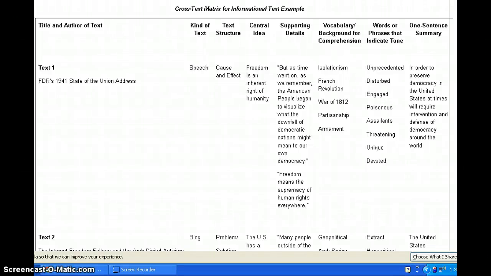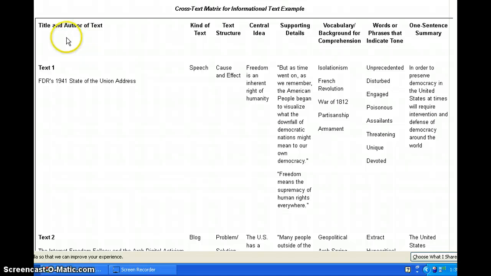As we come to the end of the lesson on close and critical reading across informational text, we're going to look at a cross-text matrix comparing the text, and for your assignment, you will complete this using the political cartoon that we examined in the last lesson.